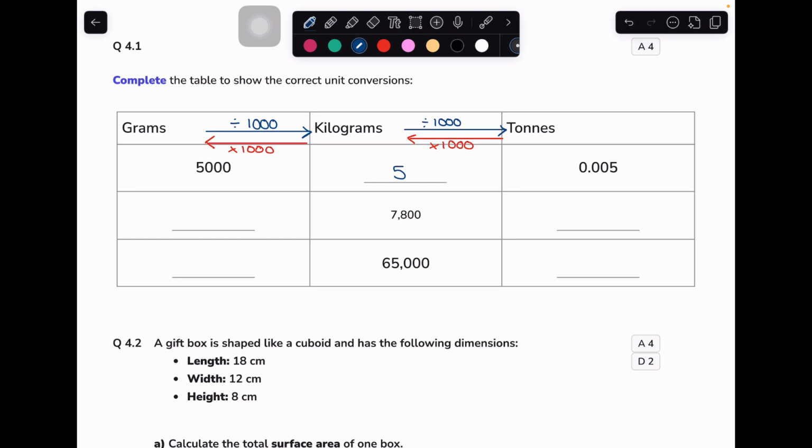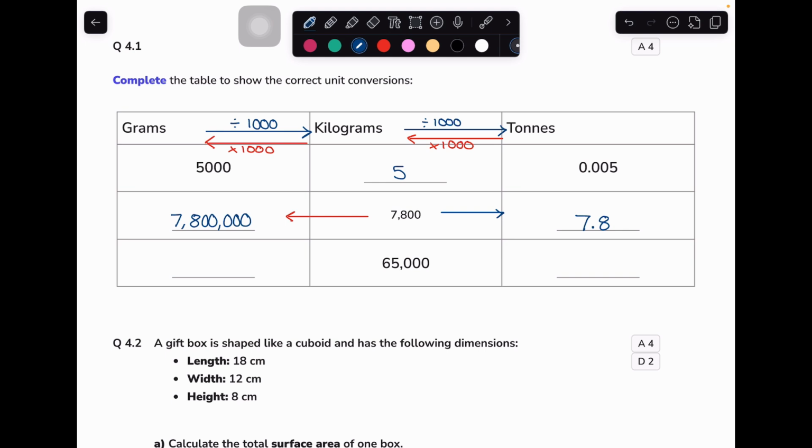So I have 7,800 kilograms. I am moving this way into grams. Okay, so I need to multiply by 1,000. So that would give me 7,800,000 grams. Okay, and then to move the other way, I'm going to be dividing by 1,000 to move from kilograms to tons. So 7,800 divided by 1,000 leaves me with 7.8 tons.